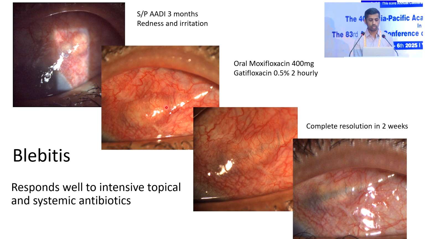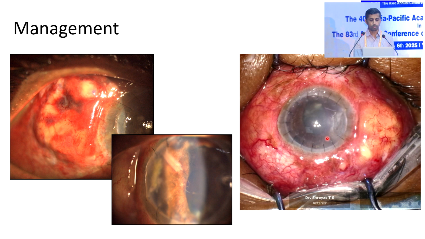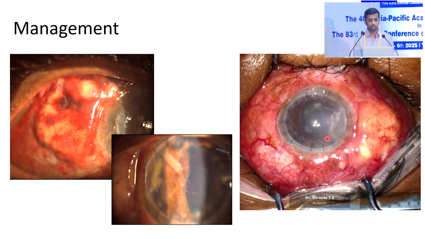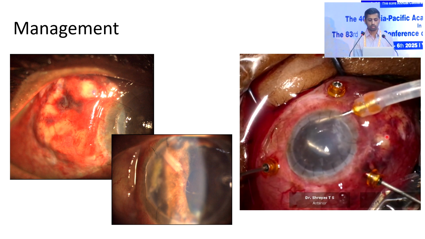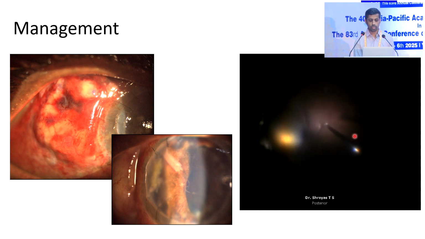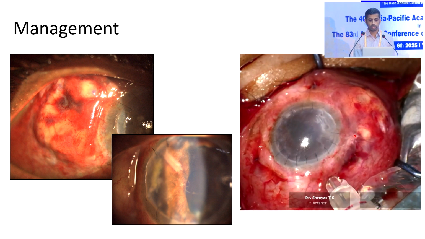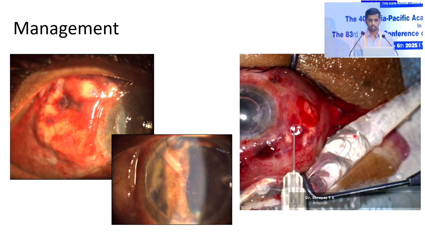Blebitis responds well to intensive topical and systemic antibiotics. This was one of our patients who, after tube implantation, developed localized infection of the tube site area. This patient was managed very well with oral antibiotics and high strength gatifloxacin, and there was complete resolution in 2 weeks. Bleb-related endophthalmitis requires aggressive treatment. Early pars plana vitrectomy is recommended. This was one of our patients who developed bleb-related endophthalmitis, that is tube site infection. This patient underwent standard three-port pars plana vitrectomy, removal of all the membranes and core vitrectomy. Subsequently, intravitreal antibiotics were given. Then an important step is to give subconjunctival antibiotics also to control the infection locally.